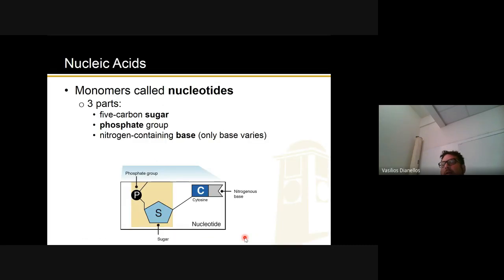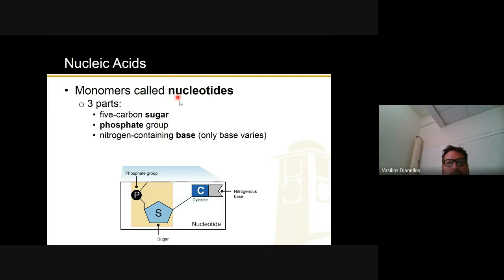What you do need to know, as I said at the beginning of the chapter, and keep saying throughout the chapter, is the monomers and the polymers of everything we've talked about, right? So again, the monomer for a polysaccharide is a monosaccharide, right? The monomer for a protein is an amino acid. The monomer for a nucleic acid is called a nucleotide. So make sure you know that. What is the monomer of a nucleic acid?